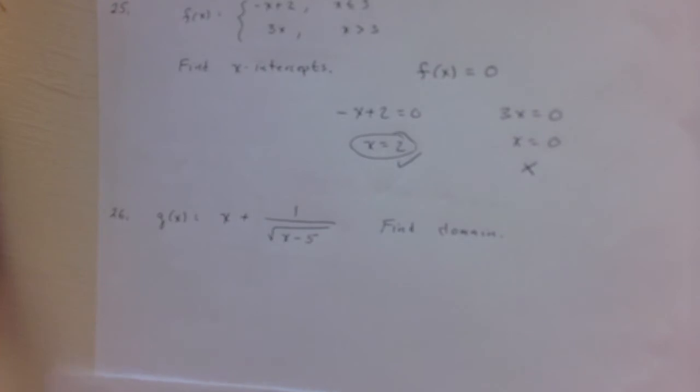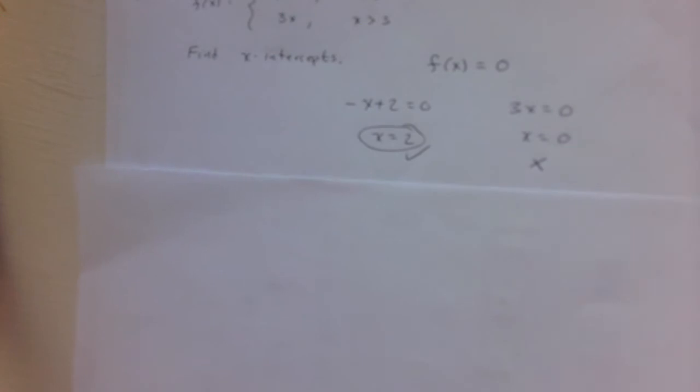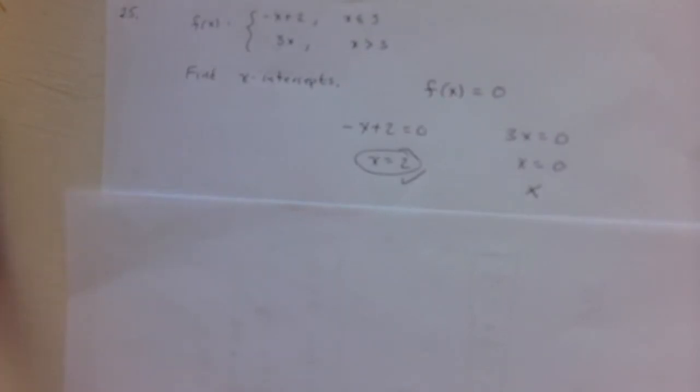All right, so for number 26, and by the way, I should say you could draw the graph of this. I know you didn't have time on the test, but if you drew the graph of this, you'd see that that would be the only intercept that you can see.